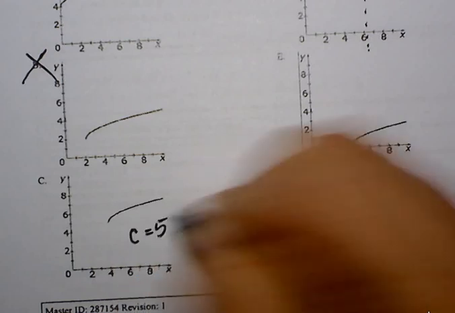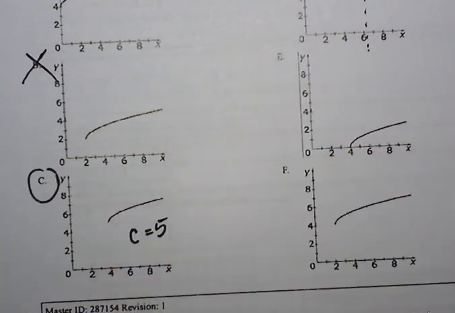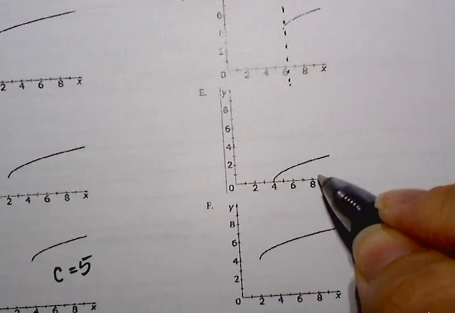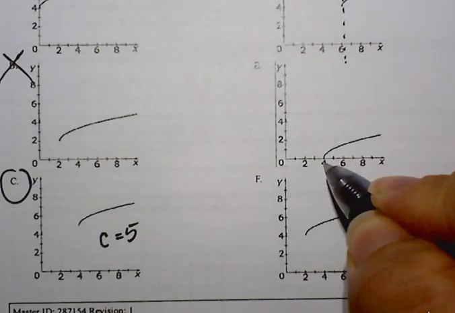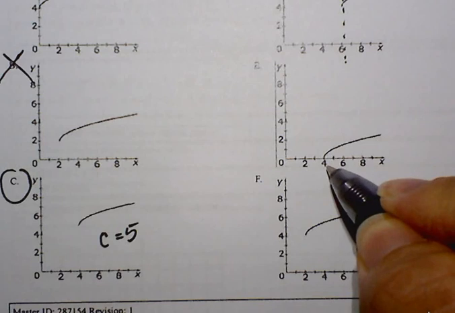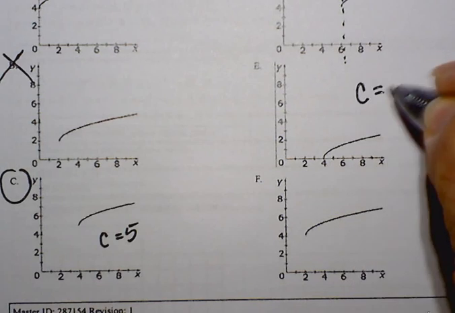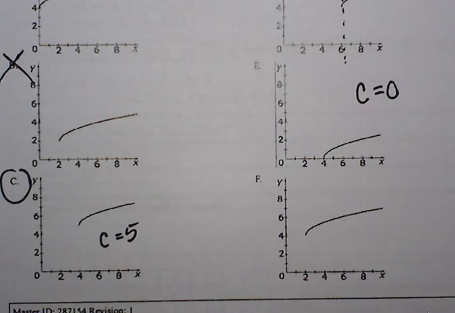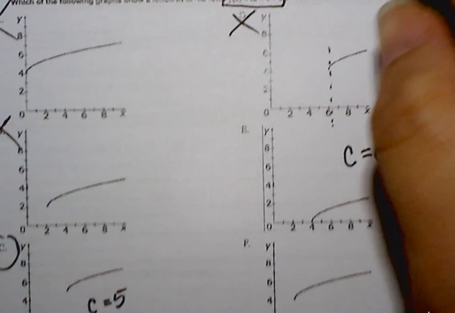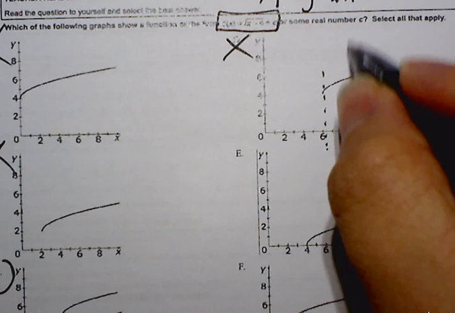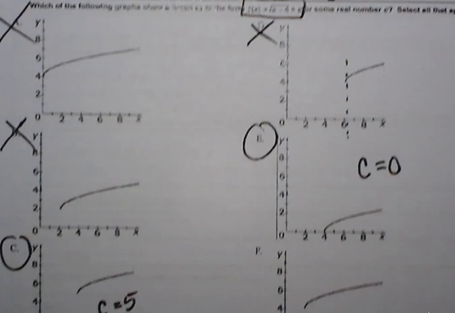Okay, what about E? It shifted how much to the right? 4. Did it shift up? No, so is that wrong? No. What can C be? 0. Yeah. C is any real number, right? Including 0. C could have been 0. Okay, as long as it shifted over 4. What about F? No. So your answers are C and E.